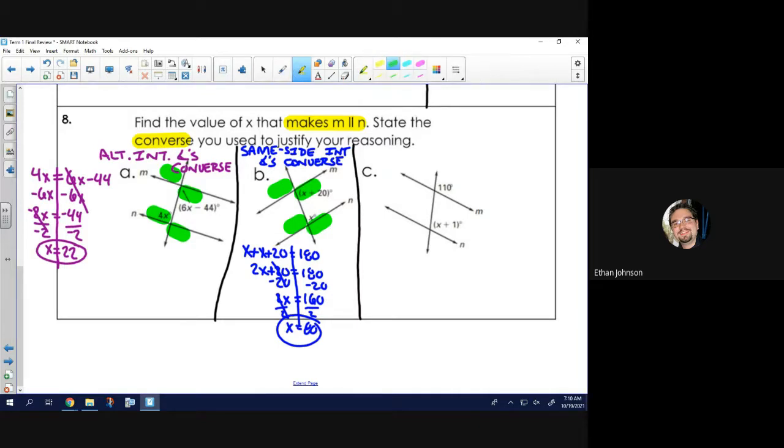C. Once again, highlight trick. Same color, set equal, different colors add to 180. These are the same color, so we set equal. So x plus 1 equals 110. Subtract 1 from both sides. X equals 109. Our reasoning is corresponding angles converse.